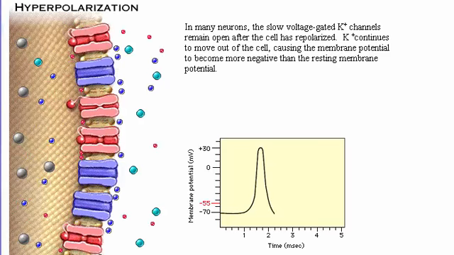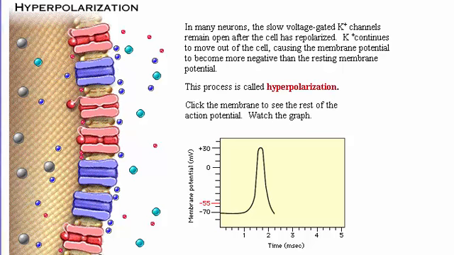In many neurons, the slow voltage-gated potassium channels remain open after the cell has repolarized. Potassium continues to move out of the cell, causing the membrane potential to become more negative than the resting membrane potential. This process is called hyperpolarization. Click the membrane to see the rest of the action potential.